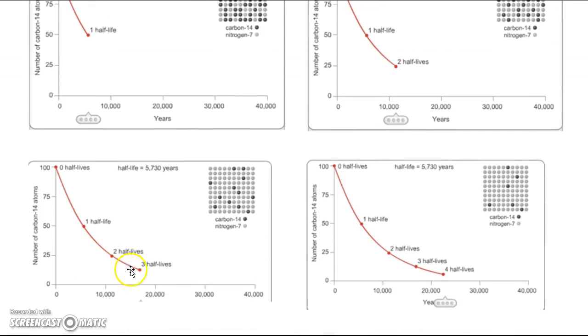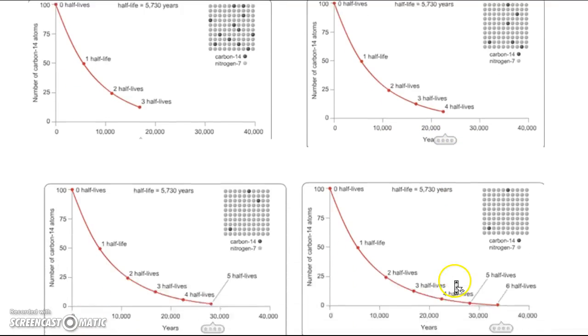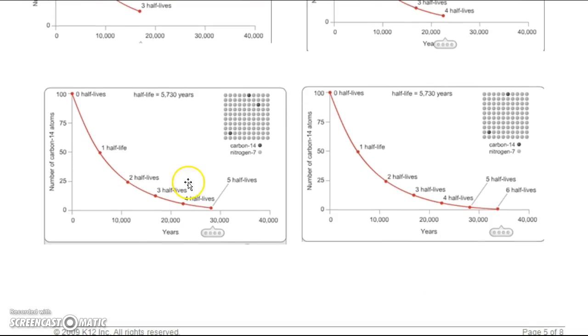So after 3 half-lives, now we're down to about 12. We can't have half an atom, so we got to round. So we're down to about 12. 12 divided by 2 is 6. After 4 half-lives, after about 22,000 years, we have 6 left. Divide 6 in half, and what do we get?